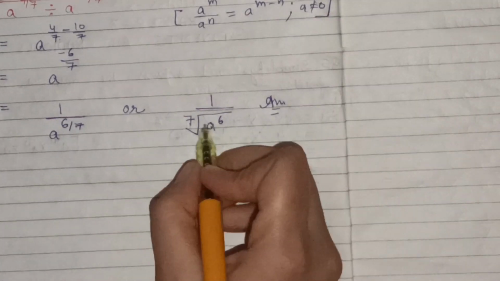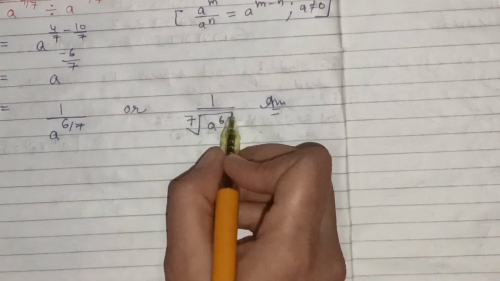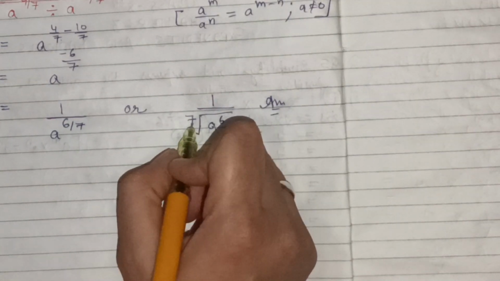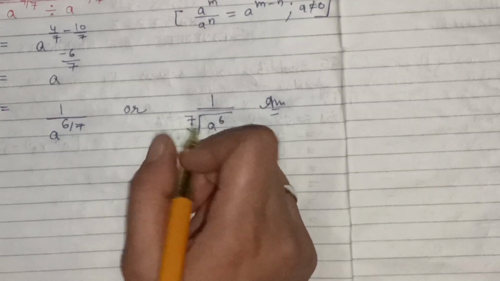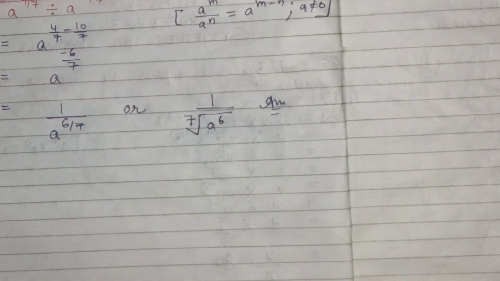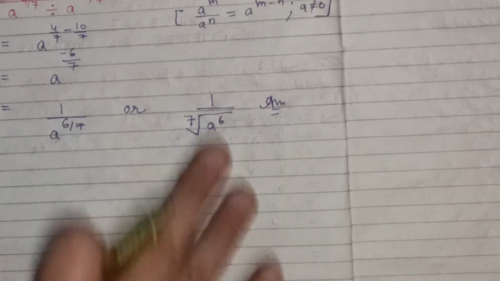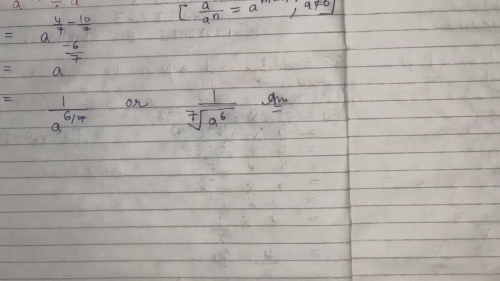Here this is called our radical sign and this is the index. Here the index is equal to n, and n here is equal to 7. So this question number 5 had 3 parts. We did all 3 parts in today's video.